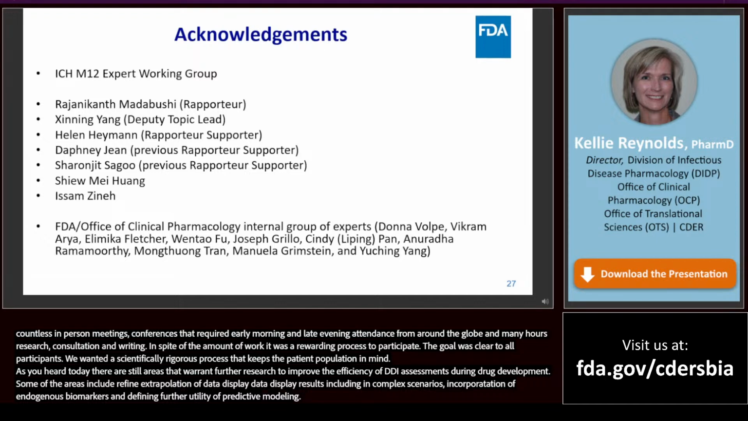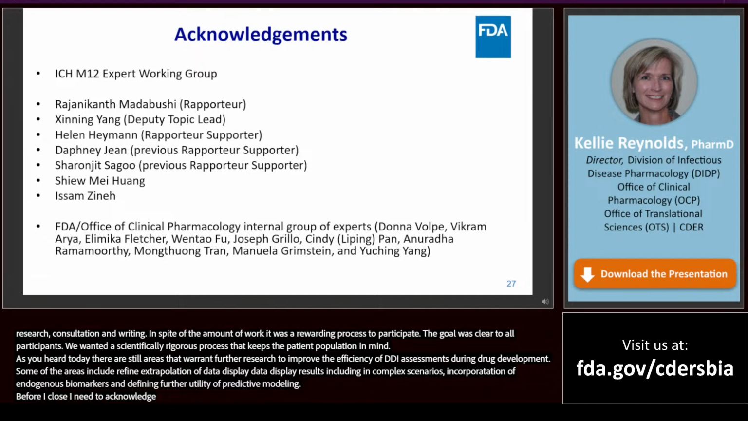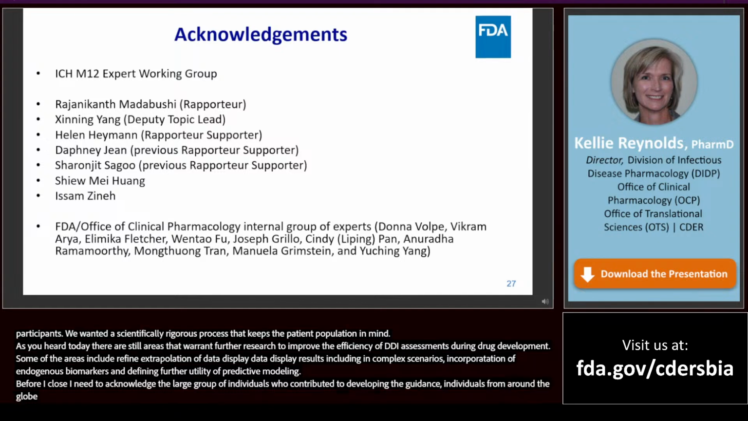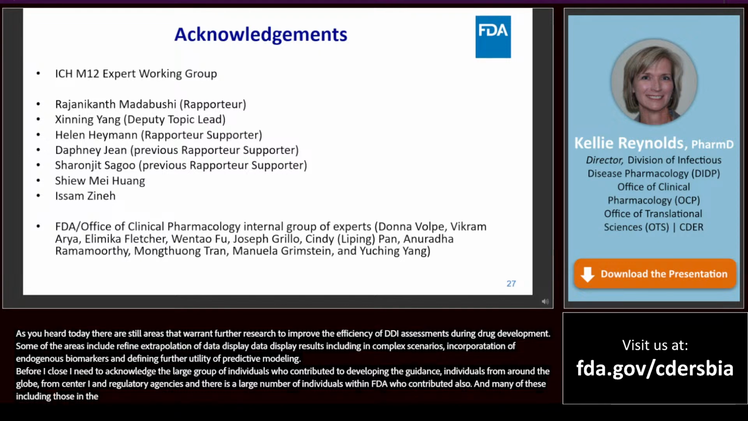Before I close, I need to acknowledge the large group of individuals who contributed to developing the guidance. There were individuals from around the globe, from industry, and from other regulatory agencies, and there's a large number of individuals within FDA who contributed also. And many of these, including those in the audience, will also participate in the implementation of the guidance.